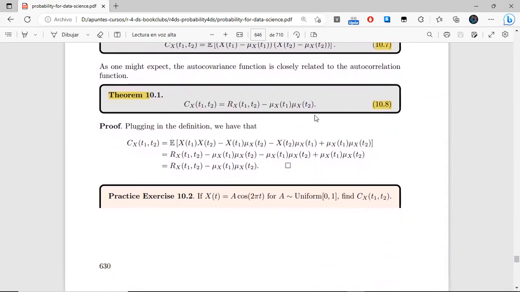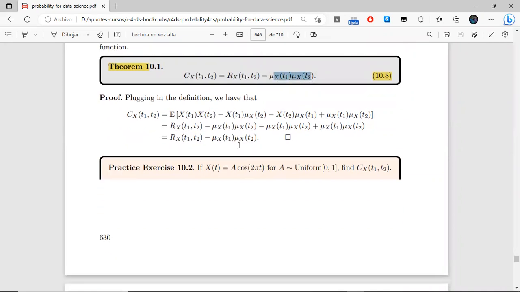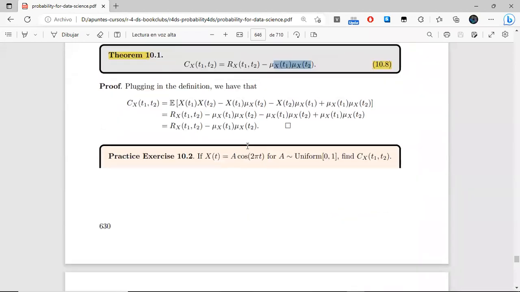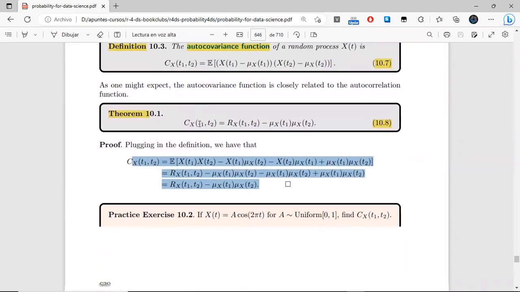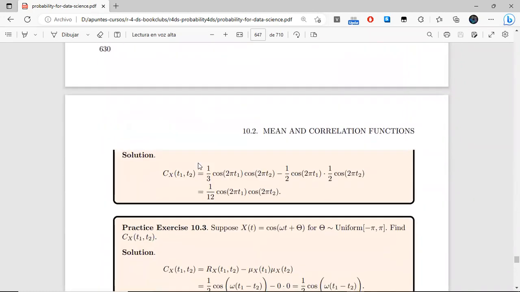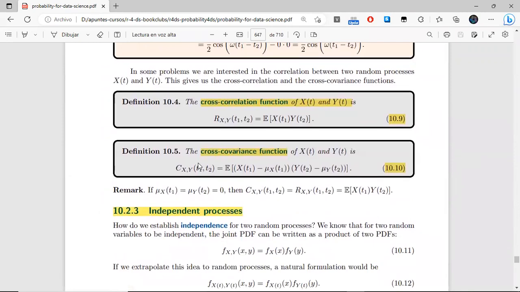It's quite clear. And just a little theorem that relates the autocovariance function, the autocorrelation, and the mean function. And again, the proof is quite simple. I guess it deserves a reassurance that these definitions still make sense. They are still compatible with what we have already seen when just focusing on random variables.